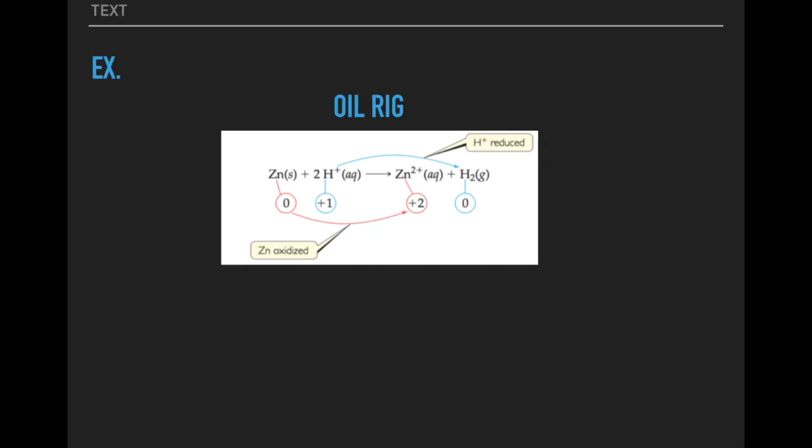So zinc in this case is going to be oxidized because, as you notice, its oxidation number goes from 0, because it's an element, to +2. And in order to go from 0 to +2, that means it had to lose 2 electrons. Same thing for hydrogen. Hydrogen went from +1 to 0. However, hydrogen, instead of being oxidized, is going to be reduced, because when you're going from +1 to 0, that means you gained an electron, which means that hydrogen is being reduced.